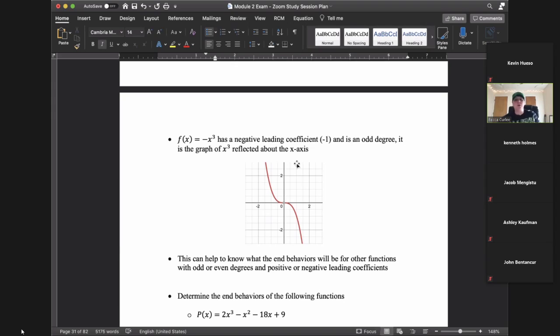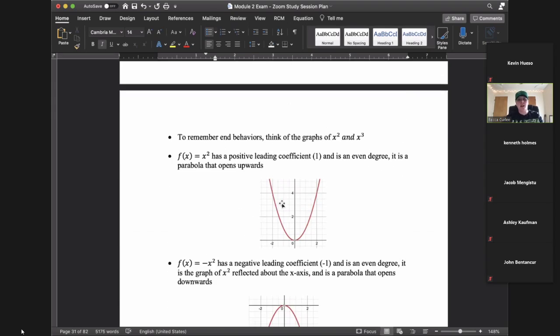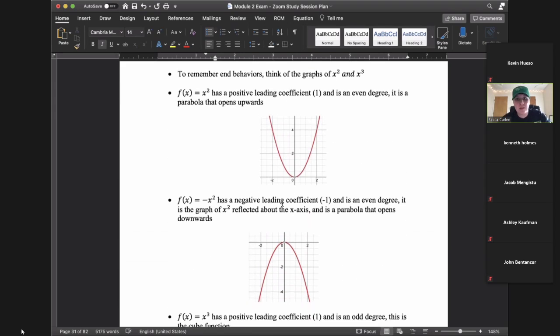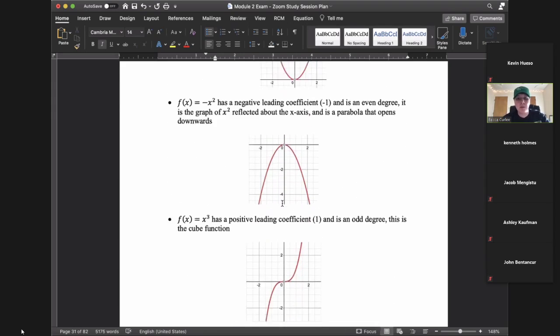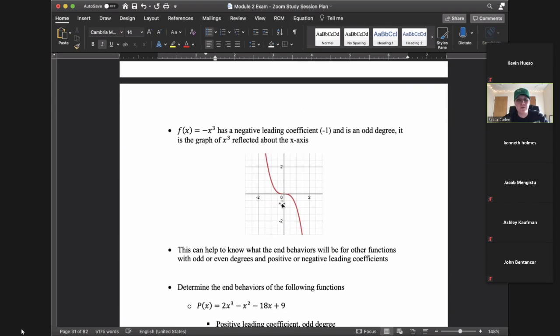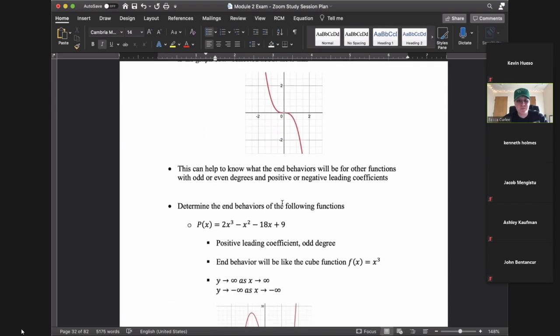Basically, it just helps to know what the end behaviors will be for other functions with odd or even degrees and positive or negative leading coefficients. If you can remember these graphs, then you can figure it out for any degree polynomial, whether it has a positive or negative leading coefficient. Just remember if it's negative or positive and if it's odd or even.